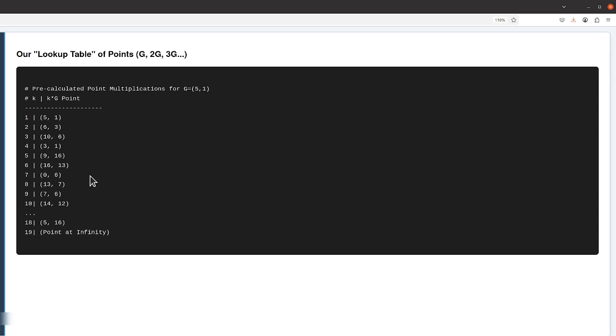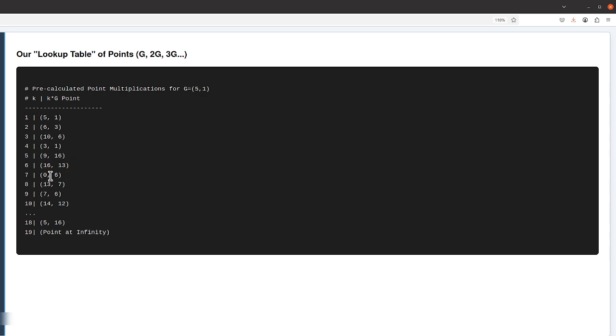Our lookup table of points. To make our examples easier, I've pre-calculated the results of multiplying our generator point G by different numbers. This is our lookup table. For example, 2 times G is the point (6, 3). 4 times G is the point (3, 1). You can see that multiplying G by different numbers results in different points on our curve.